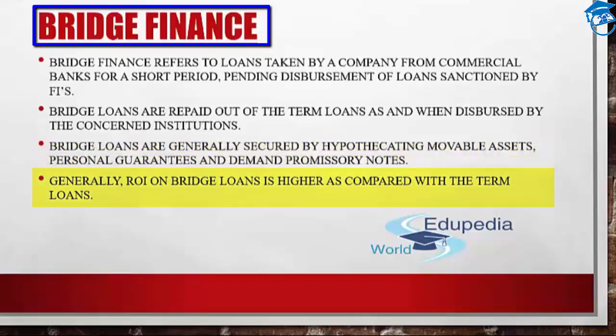And generally, the rate of interest on bridge loans is usually higher if I compare it with the term loans. A term loan is going to be for 5 years, 10 years, 15 years down the line. But if you require money on short notice, will you pay a higher amount of interest to them or lower? Absolutely higher. You require it at short notice, for a short period of time, so definitely they're going to charge you a higher rate of interest in comparison with the term loans.